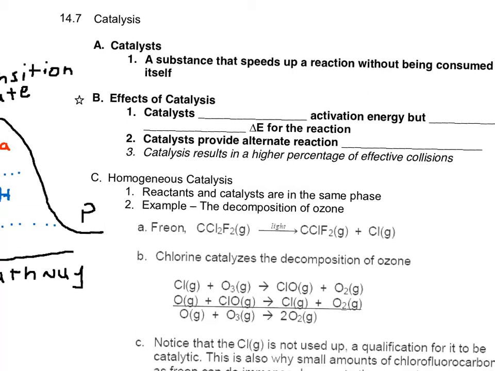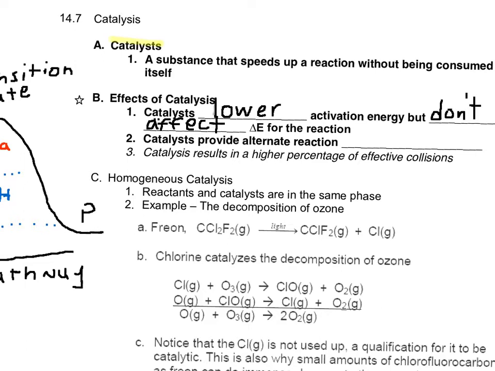The last section in chapter 14 is about catalysts. A catalyst is anything that you can add to a reaction that makes it go faster that doesn't actually get used up in the reaction itself. The way catalysts speed up reactions is they lower the activation energy. But when they lower the activation energy, they don't actually change the change in energy, or the delta H, for the whole reaction.